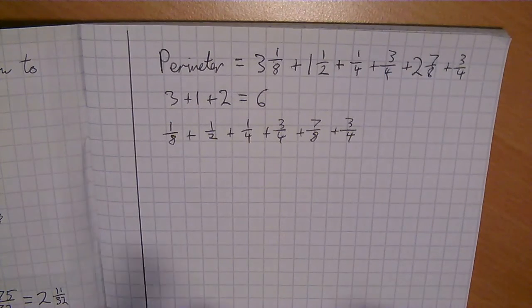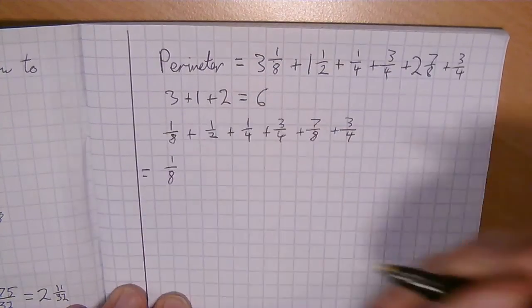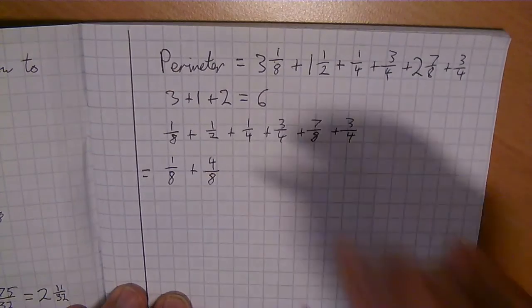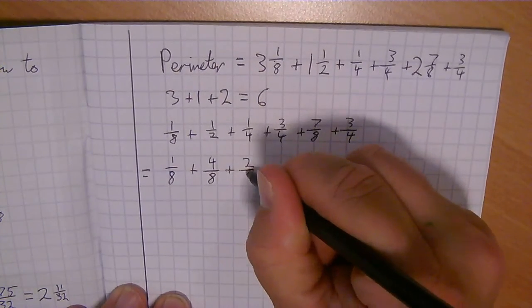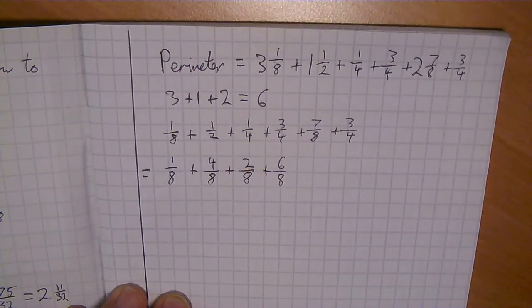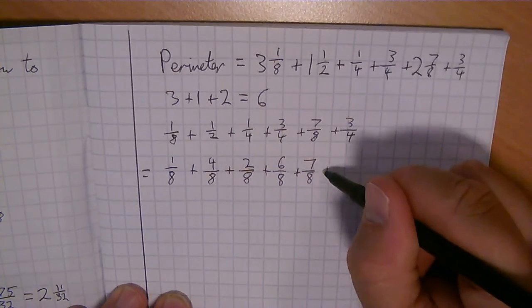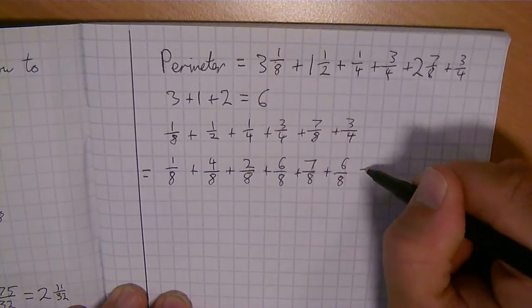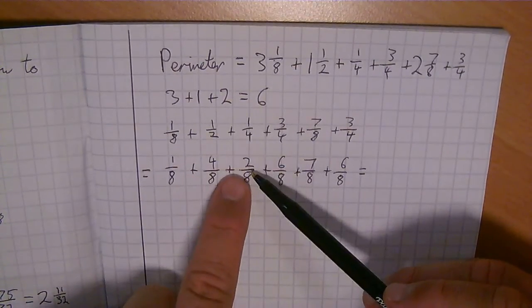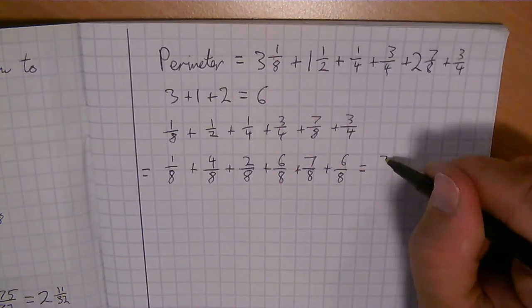So I'm going to put them all out of 8. So I've got 1/8 plus 4/8, right? A half is 4/8, plus 2/8 plus 6/8 plus 7/8 plus 6/8. Right. How many 8s have I got? 1, 5, 6, 7, 13, 20, 26 8s.